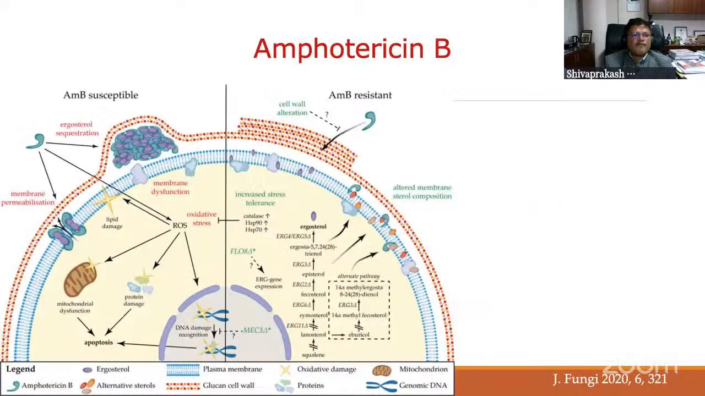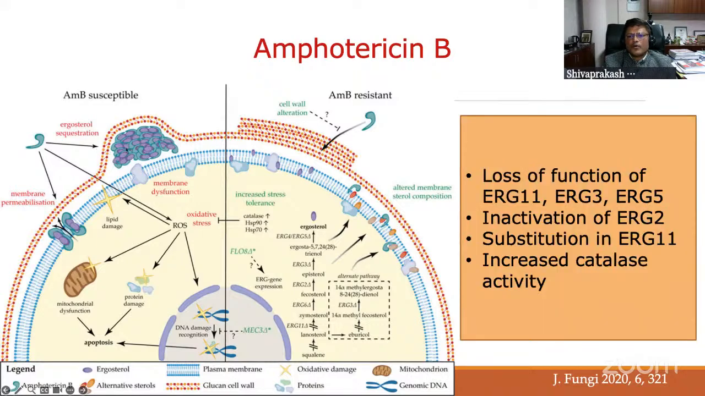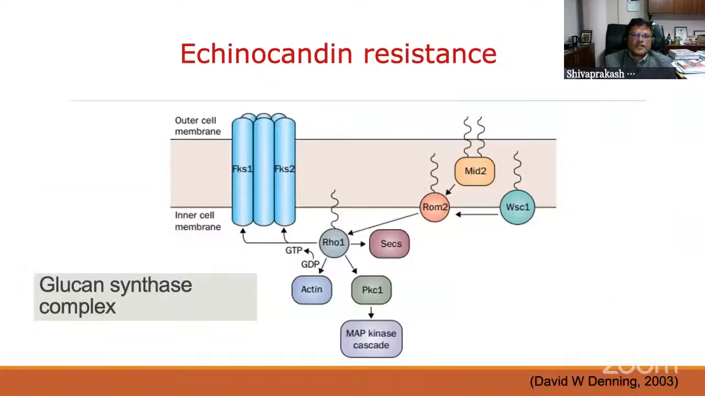This is amphotericin B resistance, which is very less studied. Again, amphotericin B has a different mode of resistance as well. Either it can have loss of function, ERG11, ERG3, and ERG5 inactivation. Majorly, it acts on the ergosterol synthesis pathway. Sometimes it also increases the catalase activity in the cell.